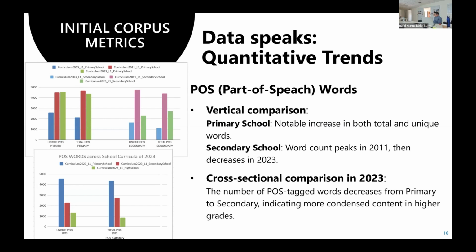This brings us to a cross-sectional comparison looking strictly at the modern 2023 curricula. It's the picture on the bottom. Across the different educational levels, we found that the absolute number of words progressively decreases as we move from primary to secondary education, like the total volume of text. It also happens for the grammar text here.